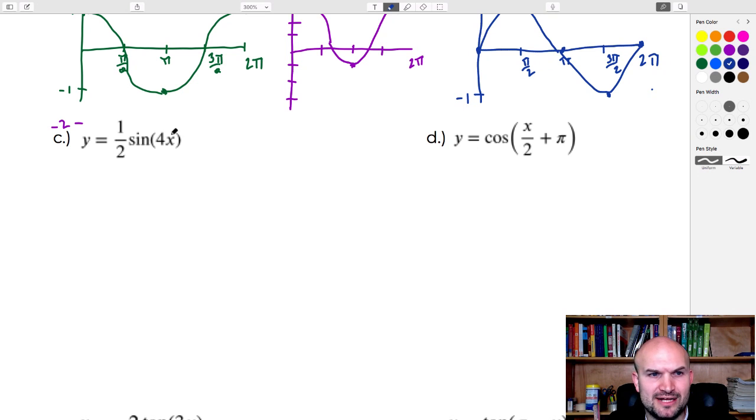All right, so now let's go and look at this. Now we can see that we have an A, which is going to be 2. So it's again the sine graph.